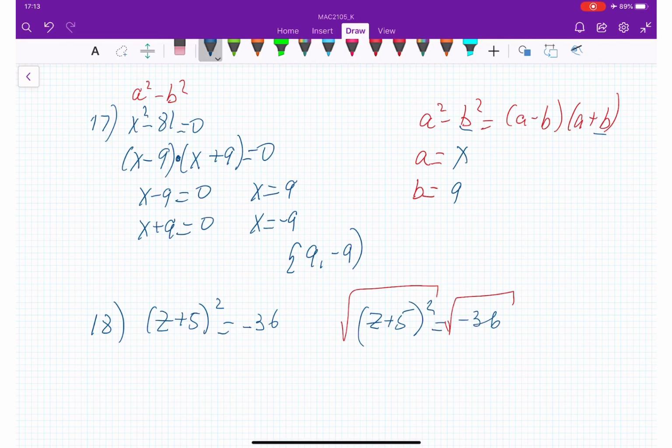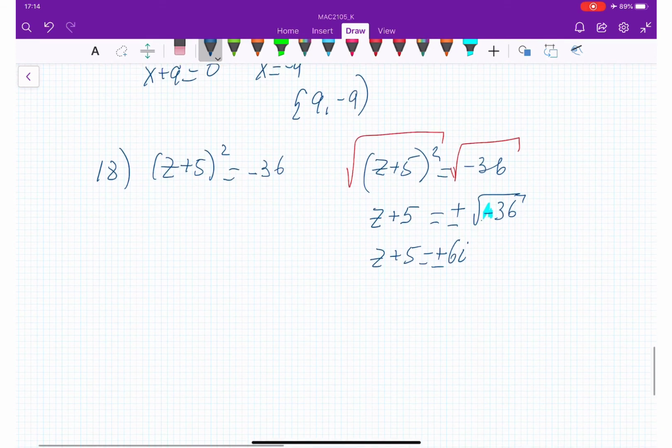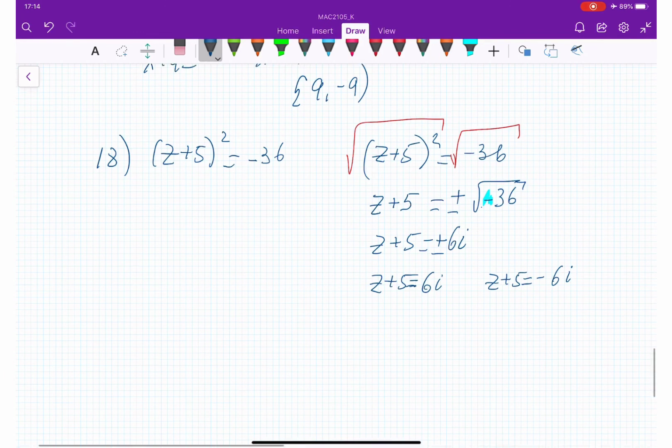what are we going to get? It's going to be z plus 5, right? And on this side, it's going to be plus minus the square root of negative 36. From here, we get z plus 5 equal to plus minus, from this negative will come out i, correct? And from 36, it's going to come out 6, right? The square root of 36 is 6, so we put 6i. All right? So to solve it, we get z plus 5 is equal to positive 6i, and z plus 5 is equal to negative 6i.